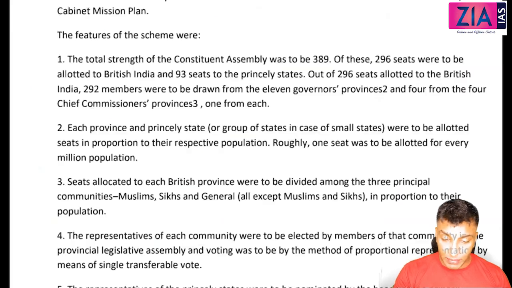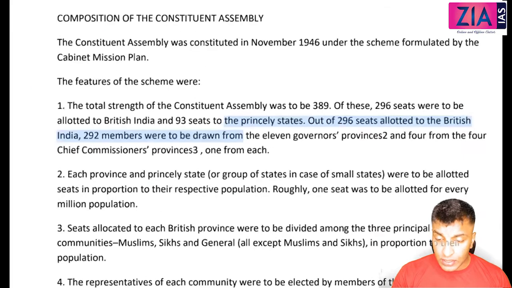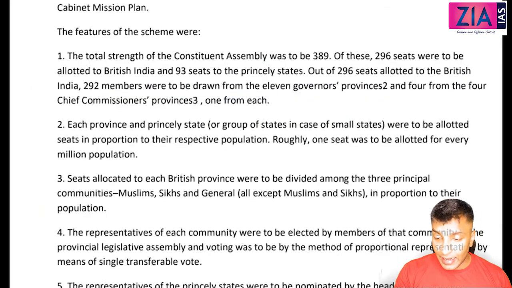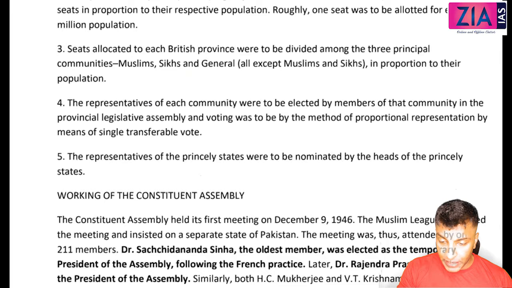That's about the Constituent Assembly and the major committees, guys. Just go through this. So this is what I've discussed: 389, 299, 90, and how all these things are there. Now when you read, you will understand it better.